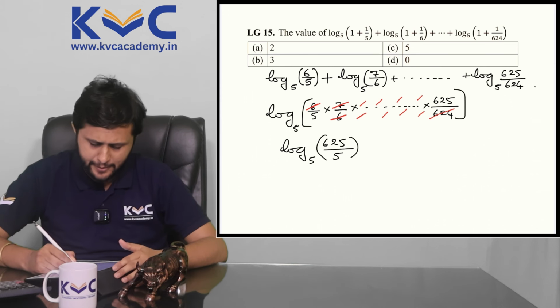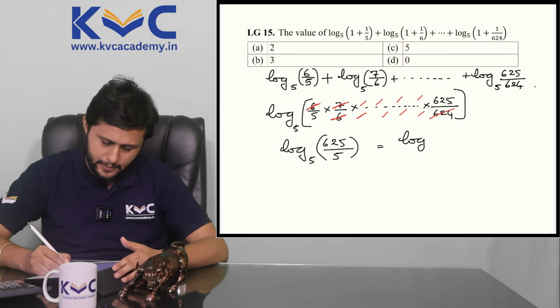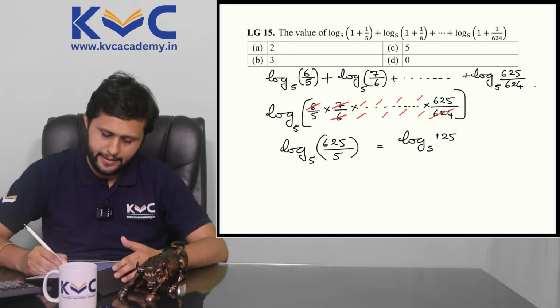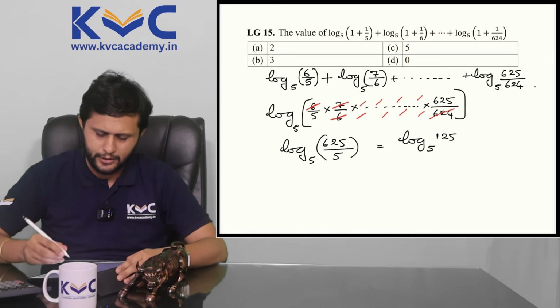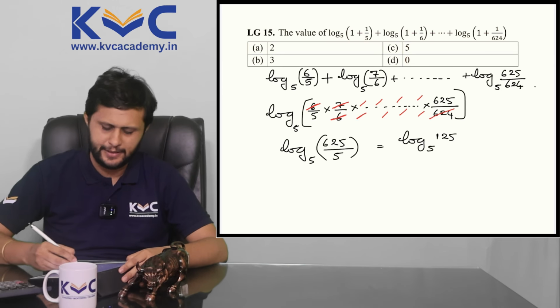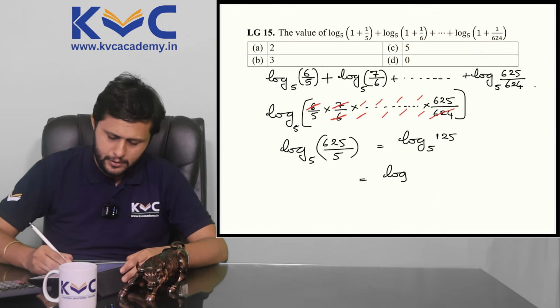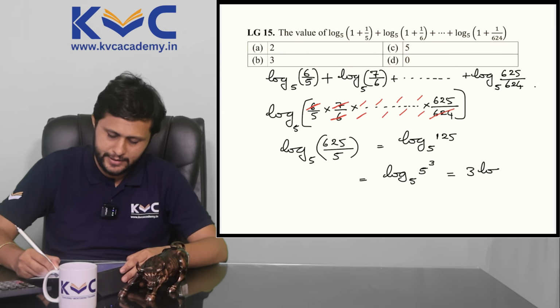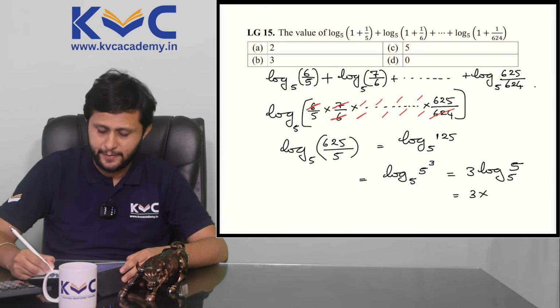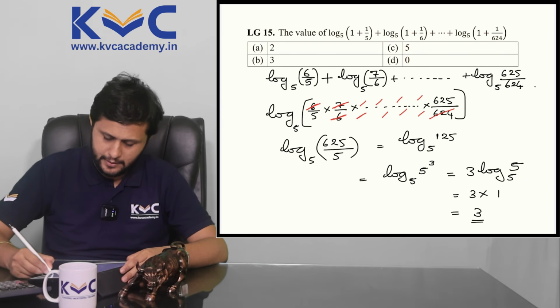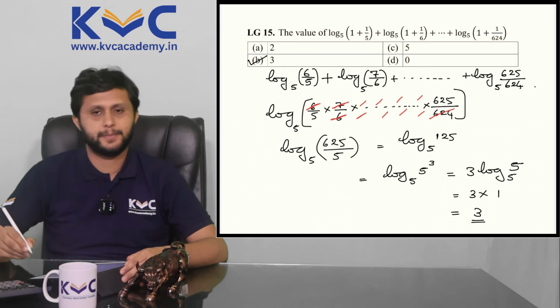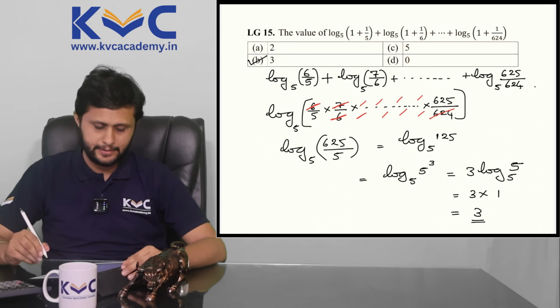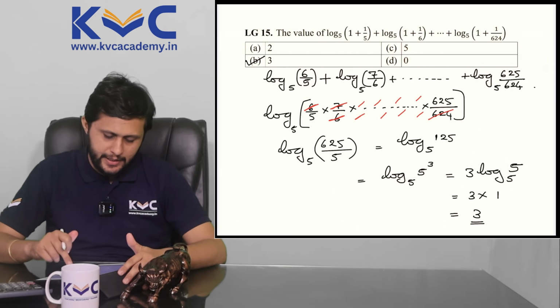What is 625 divided by 5? Logarithm of 125 to the base 5. Not using shortcut method over here. 125 we know is a perfect cube. Log 125 can be written as 5 to the power 3 to the base 5. Further, get 3 outside. 3 into log 5 to the base 5 is equal to 1. Final answer is 3. Moving on to the next question.